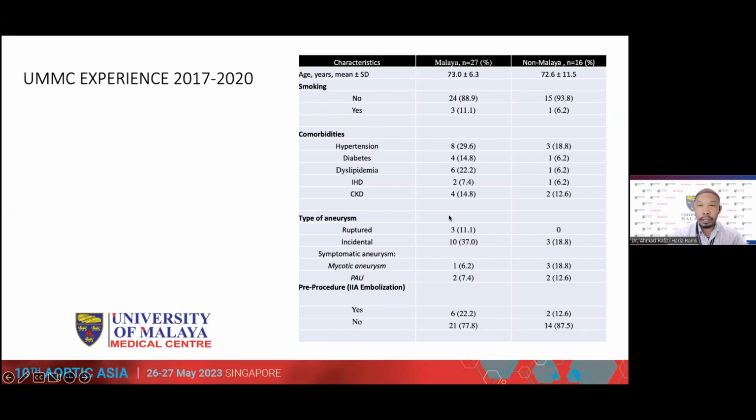This is just demographic data setting as well, and also a mycotic aneurysm as well. Okay.